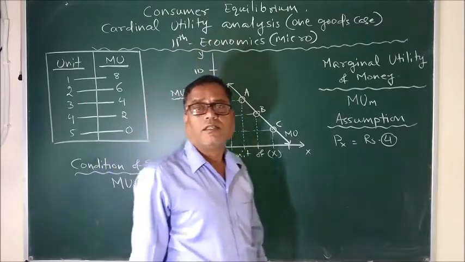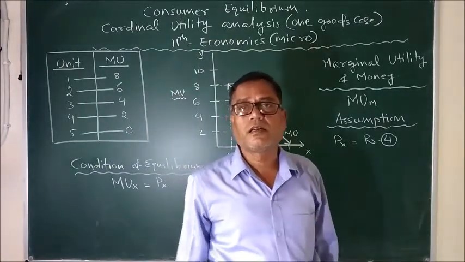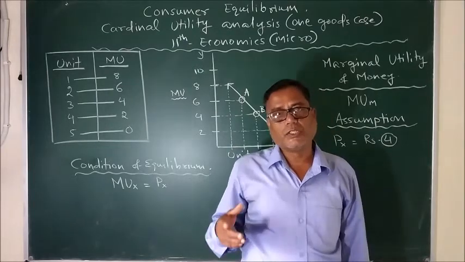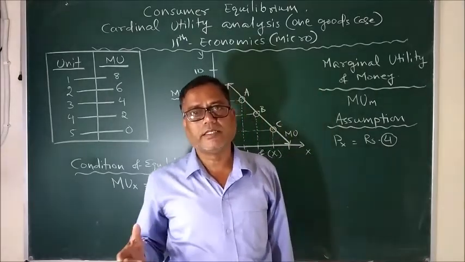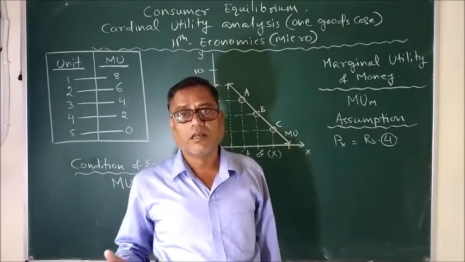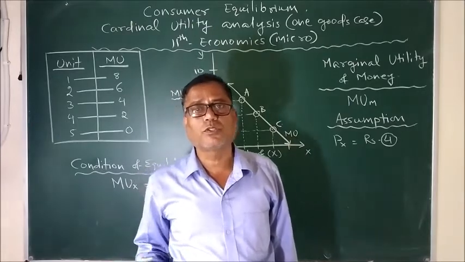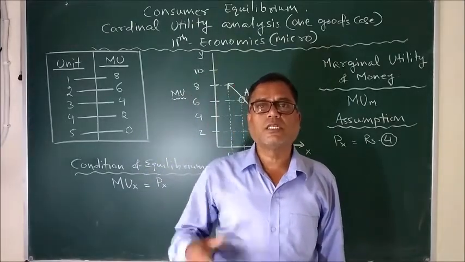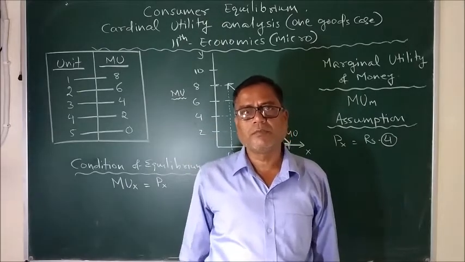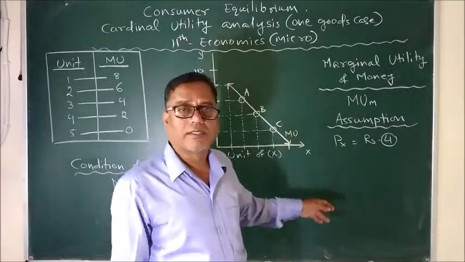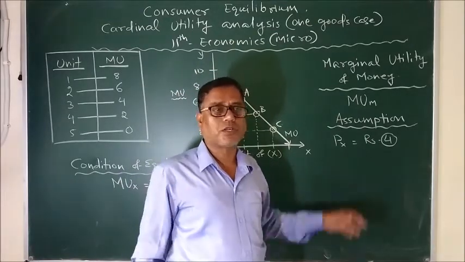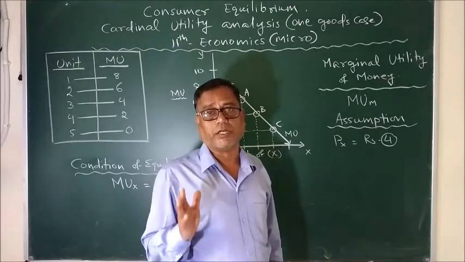So, students, yesterday we discussed in detail the law of diminishing marginal utility, and how, when a consumer goes on increasing the stock or goes on consuming the same type of goods one after another, the resultant marginal utility goes on diminishing. At the same time, we also discussed the assumptions we take before constructing the law of diminishing marginal utility.